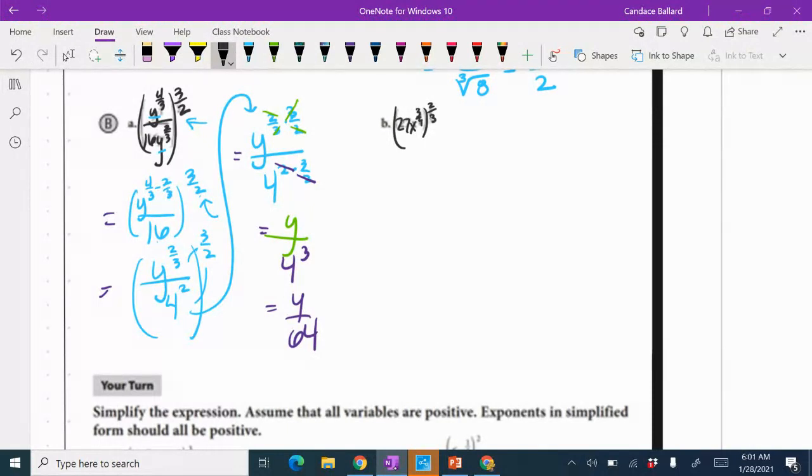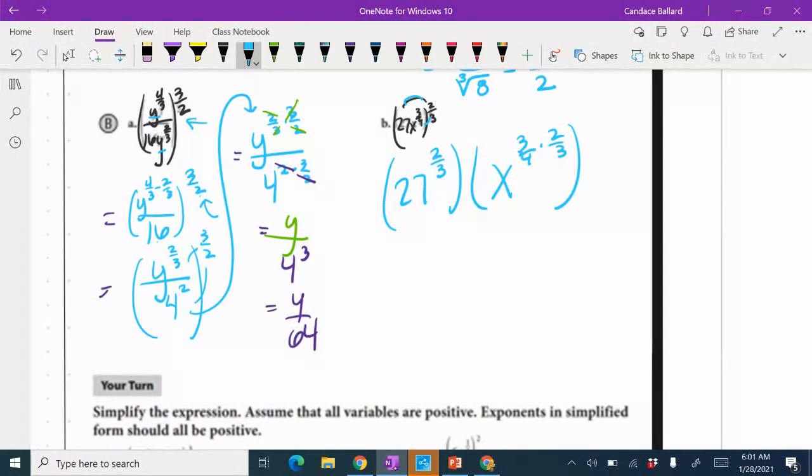So this one here, I am going to distribute this exponent in. So I have to distribute it to the 27 and to the x. So I would get 27 to the 2/3 power times x to the 3/4 times 2/3 power.